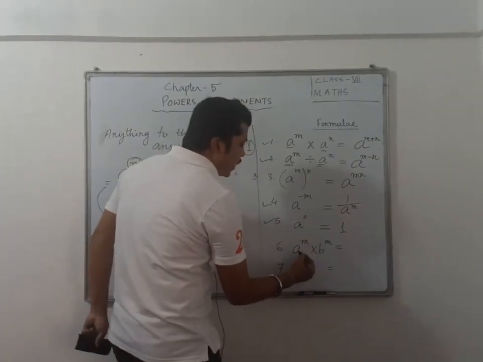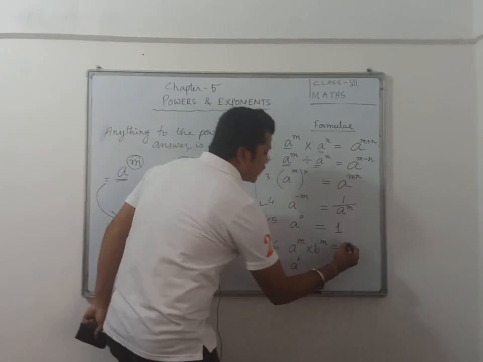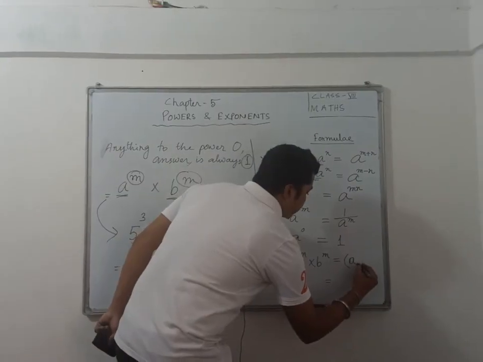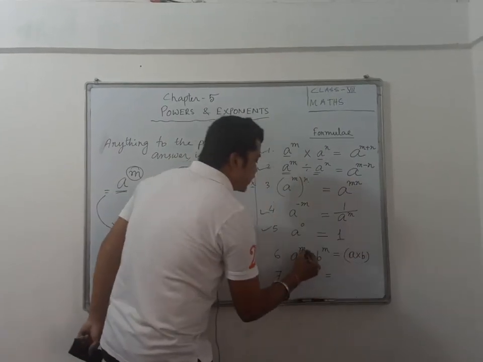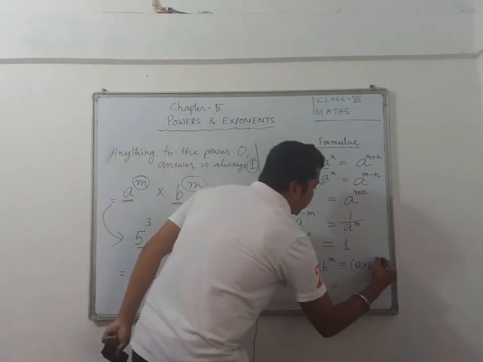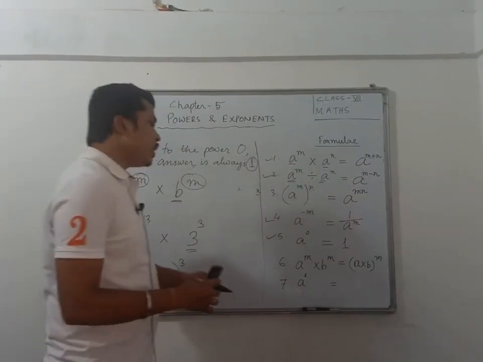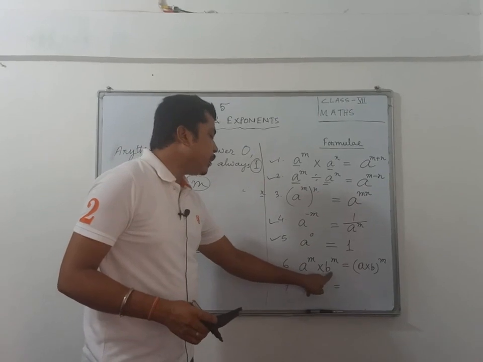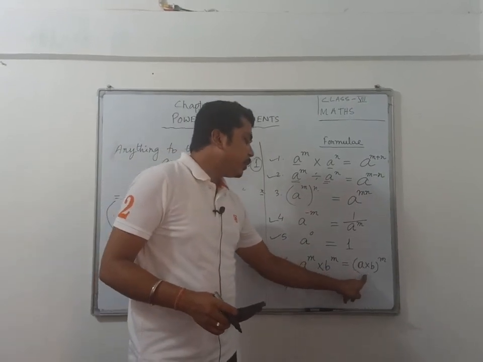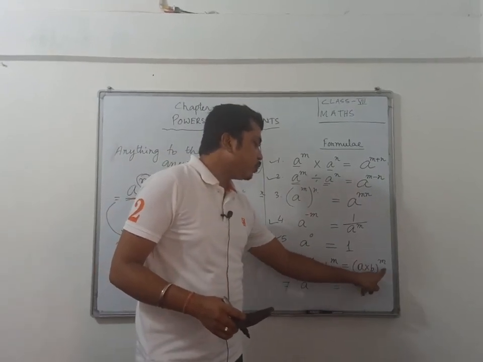So in the same way, with different bases, put the bases under bracket, a into b, but similar power, so write the power outside. Okay, so a to the power m into b to the power m, your answer will be within bracket a into b, whole thing to the power m.